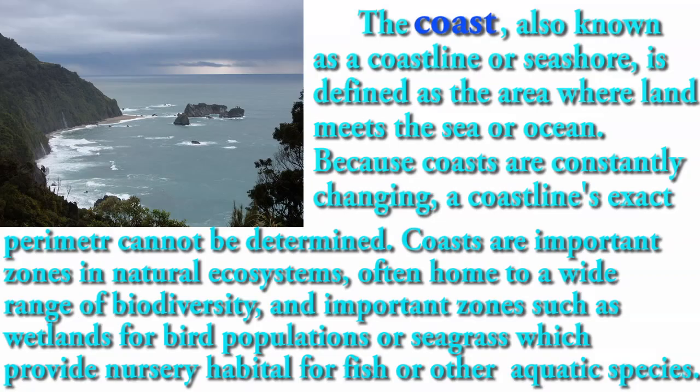The coast, also known as a coastline or seashore, is defined as the area where land meets the sea or ocean. Because coasts are constantly changing, a coastline's exact perimeter cannot be determined. Coasts are important zones in natural ecosystems, often home to a wide range of biodiversity, and important zones such as wetlands for bird populations or seagrass, which provide nursery habitat for fish or other aquatic species.